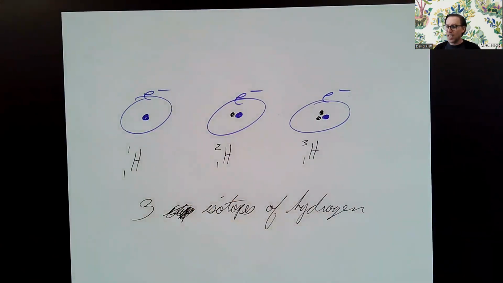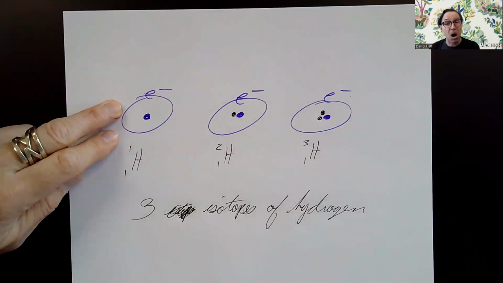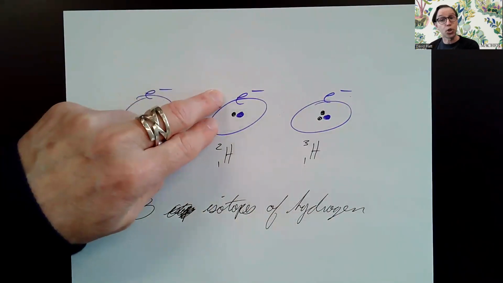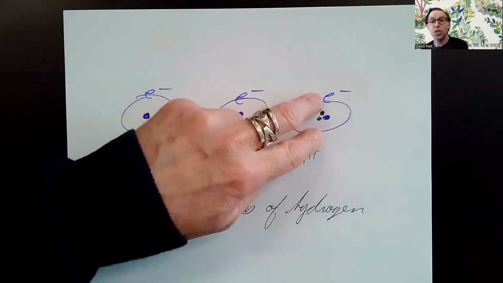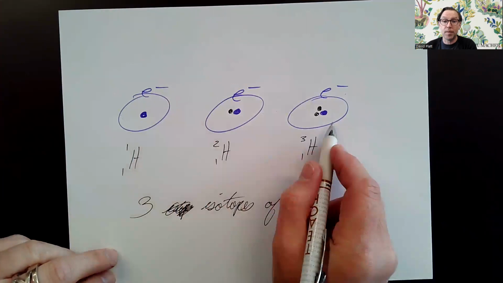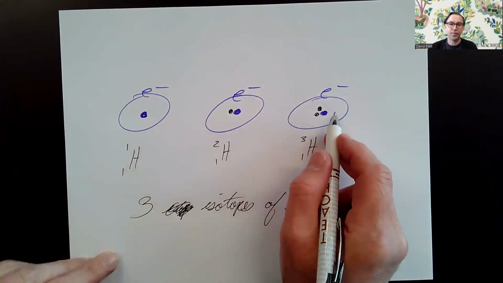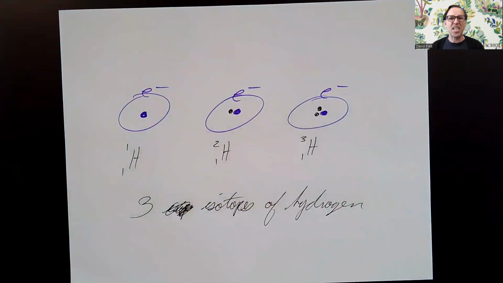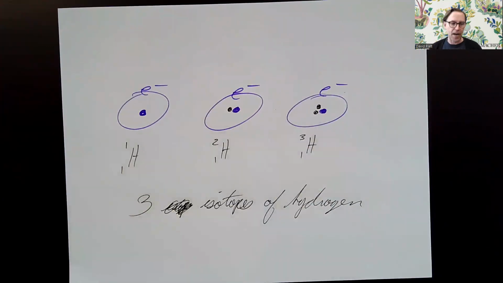3 isotopes of hydrogen. This one is called hydrogen. It's the most common one. This one is called deuterium. This one is called tritium. Deuterium, like duo. Tritium for try. So those are just fun things to talk about, different kinds of hydrogen.